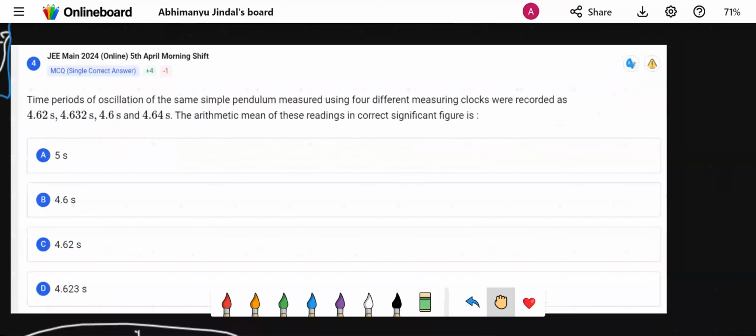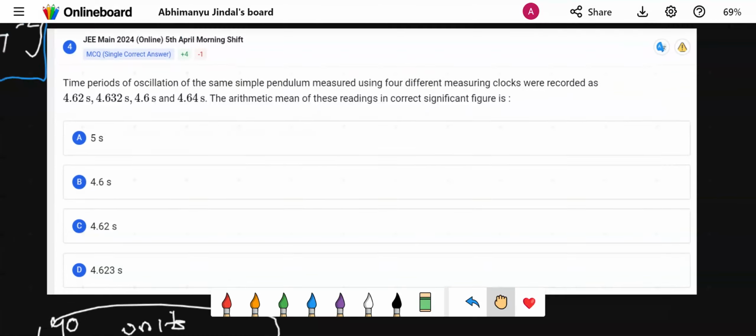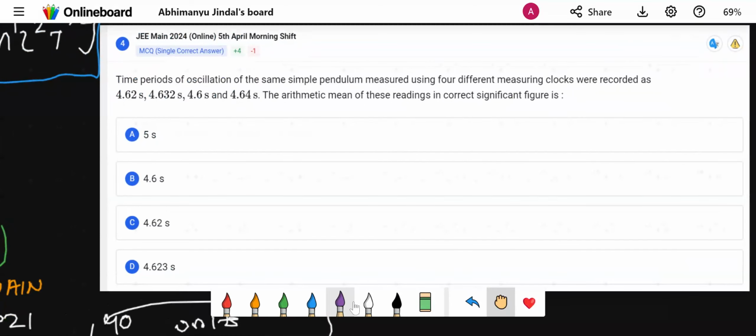Another PYQ right here. So next one, I'm going to explain to you guys sig figs, and then error, and then we're going to end this one because vernier caliper is in the next video. So go check vernier caliper out. But let's see this one. So, the time period of oscillations of similar pendulums, their times are given, find the arithmetic mean. Oh my god, how easy can the question get? Okay, okay. So 4.62, 4.632, 4.6, 4.64.